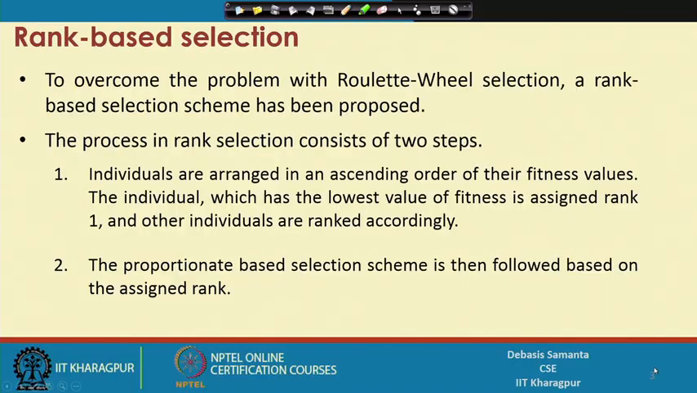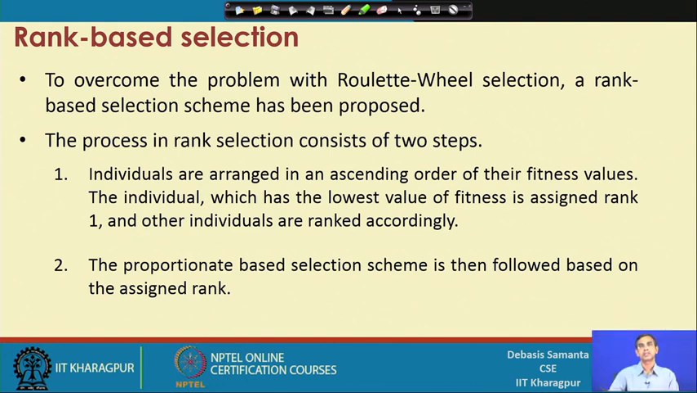The other selection operations that we are going to discuss today are rank based selection, the tournament selection and steady state selection. So, let us first discuss rank based selection. Rank based selection has been proposed to address the problem in the Roulette wheel selection. We know that in the Roulette wheel selection, the individuals which have the highest fitness value are preferred more compared to the lowest fitness value.